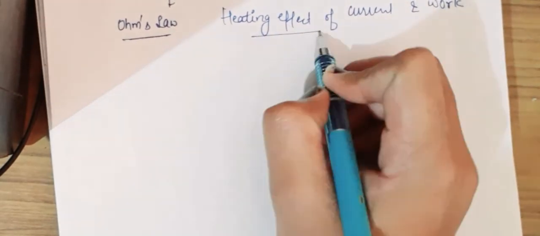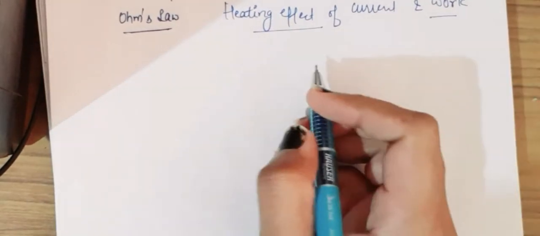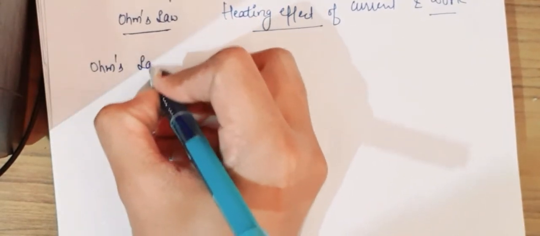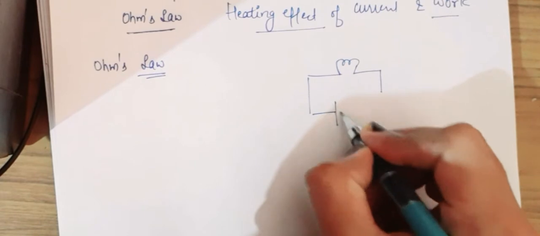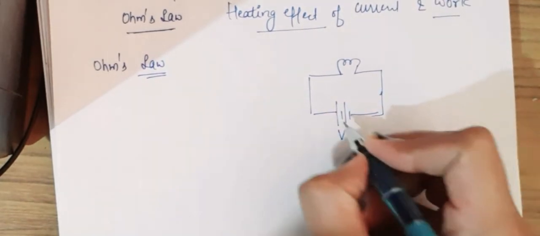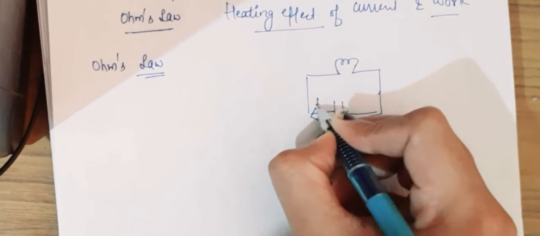In this part, we are discussing Ohm's law, heating effect of current, and electric work. First of all, Ohm's law. What is Ohm's law? If there is a circuit, this is a bulb, connected to a battery, providing the voltage V and current I.